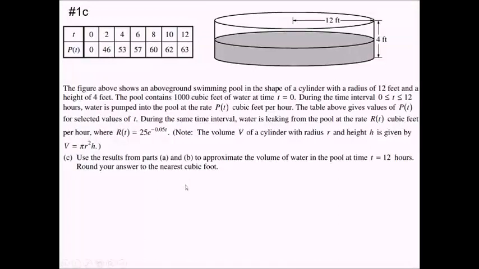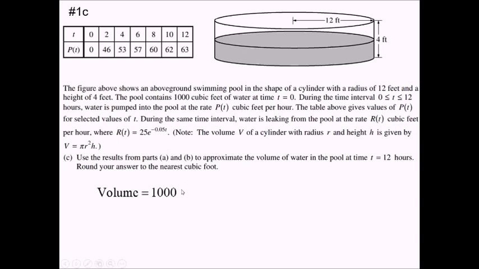For this part, they want us to use the results from parts A and B to approximate the volume of water at time 12, rounded to the nearest cubic foot. So there are three things that go into this. First, you can't forget that we had some water in the pool to begin with. We started with 1,000 cubic feet. So I'm going to start by having that 1,000 written down right away.